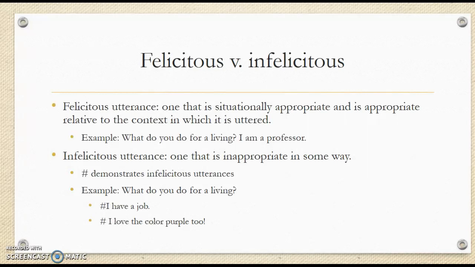So we use the pound symbol, sharp, hashtag, whatever you would like to call it, and it demonstrates the infelicitous utterance. So what do you do for a living? I have a job. What do you do for a living? I love the color purple too. Those are inappropriate. I have a job is inappropriate. It's not giving you enough information. They're asking more than that. And I love the color purple too makes absolutely no sense.